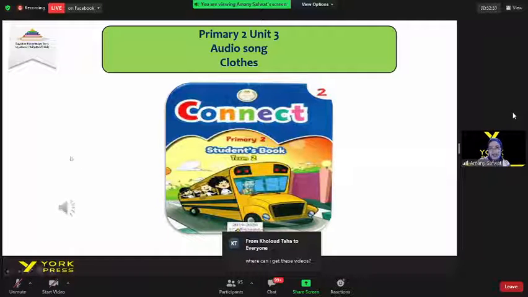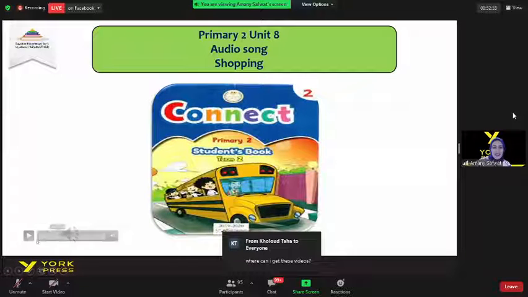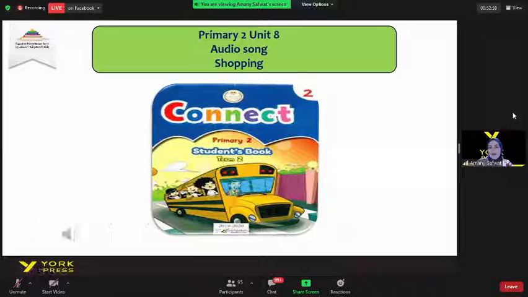And in Unit 3, we have another song about shopping. Here we go. Unit 8, page 22. Exercise 2. Sing.